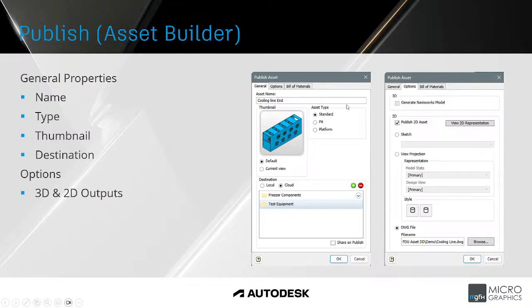And then lastly, bill of materials. I didn't include it here, but essentially your Inventor bill of materials, is it purchased, is it normal, is it phantom? Those standard options, you're just basically choosing how does this asset populate in your bill of materials.